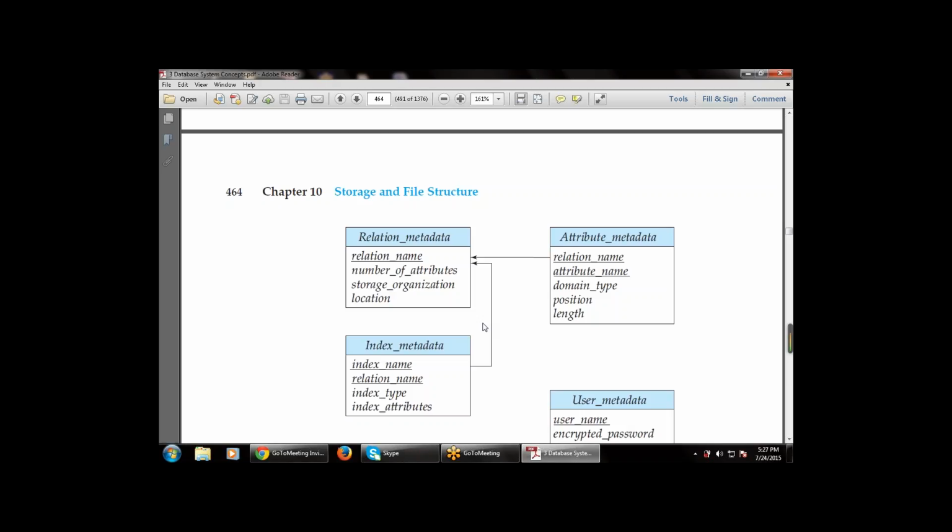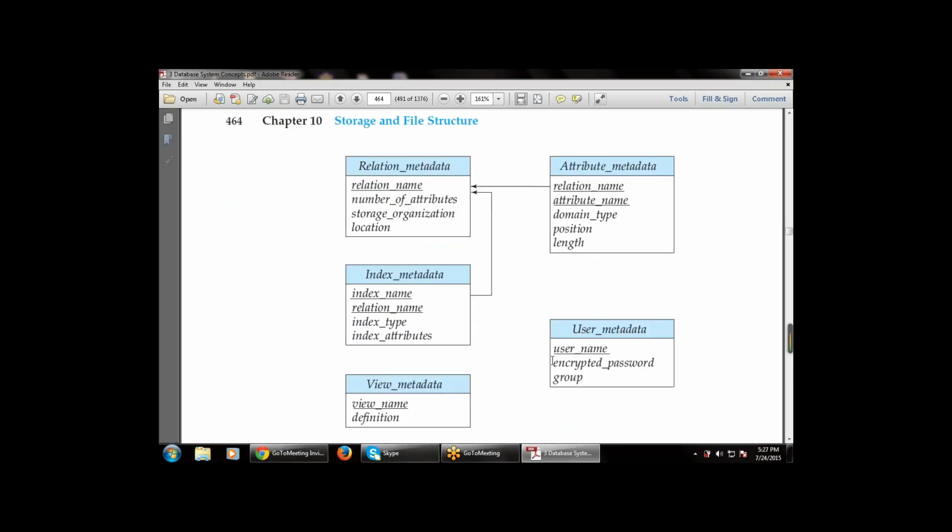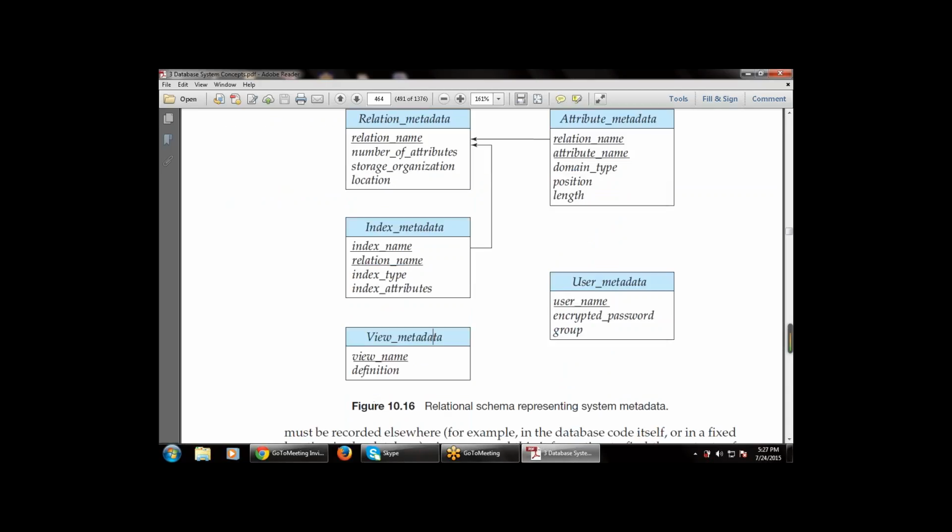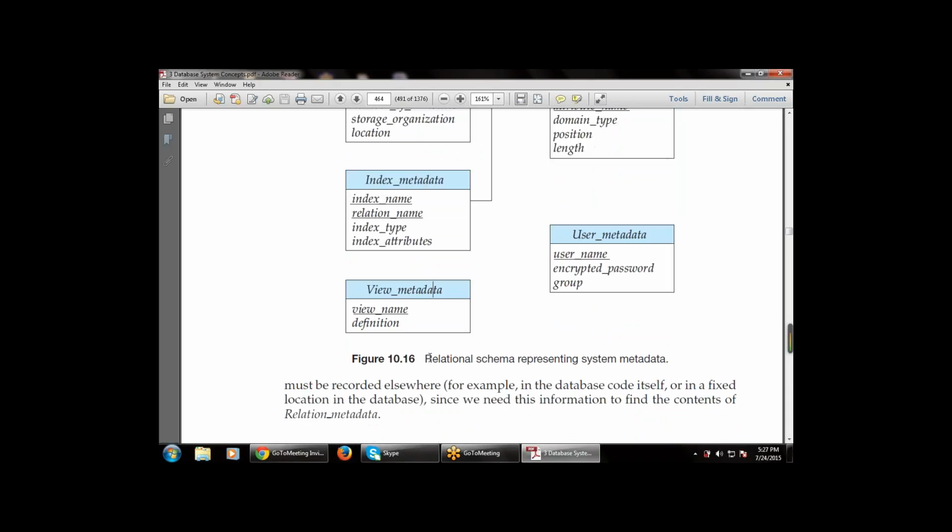Then there is the index metadata that contains the index name, relation name, index type, and the index attributes. And there is a user metadata, with the username, encrypted password, and the group. Then there is the view metadata, that contains the view name and the definition of the view. So this is a relational schema that represents the system metadata available with the system database.